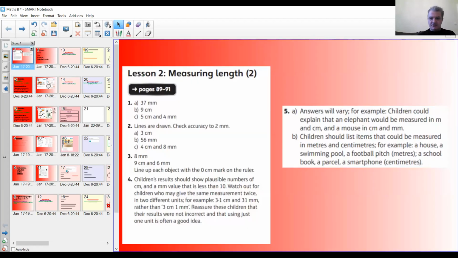Okay, so lesson 2, measuring length. Really interested in those first 3 questions. So if you'd like to tick those, pretend you're doing purple pen. If you've got any particular issues, send me all the work and I'll have a look through and give you some feedback. They are the answers if you'd like to go through those.